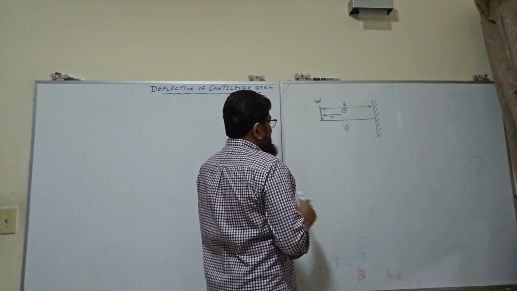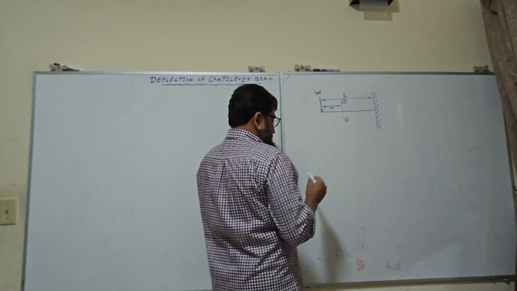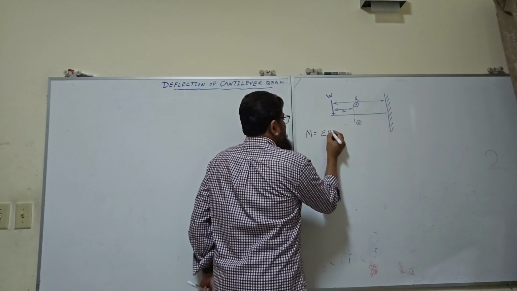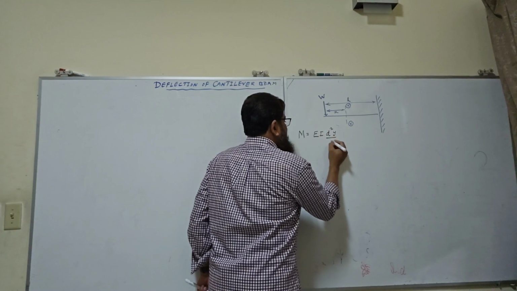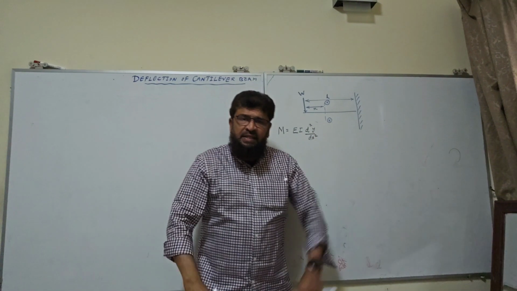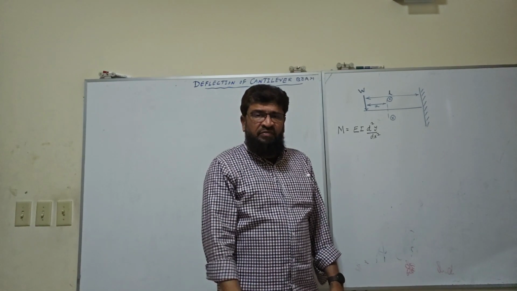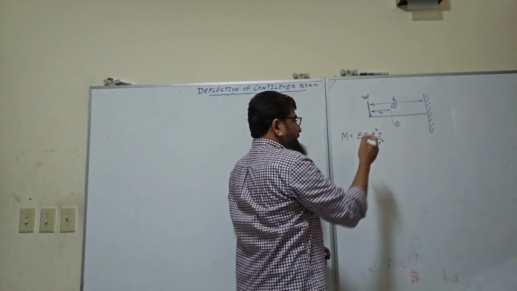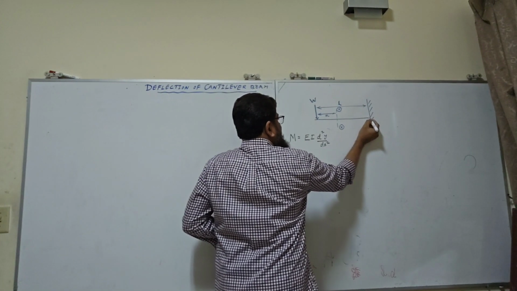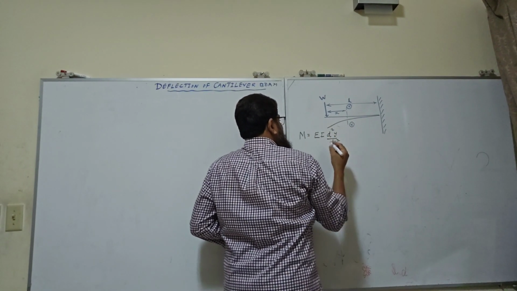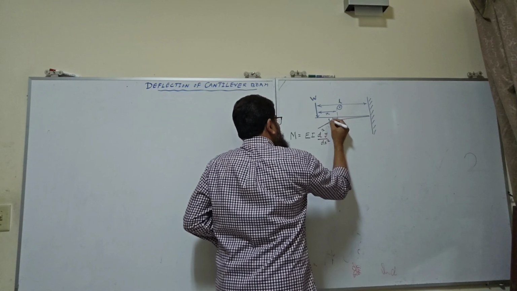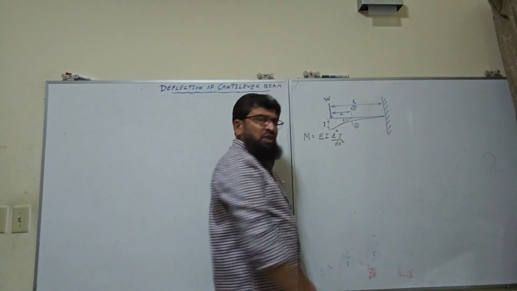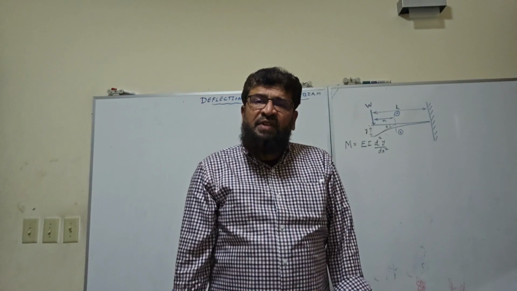Okay. So now from our previous discussions we know that M is equal to EI into d square y by dx square. This is the general equation for moment for the deflection of a cantilever beam. Now when you apply the load, this beam will get deflected like this. So you will have some slope here theta, and then again there is some amount of deflection here y. Now we need to find out this deflection y as well as theta.